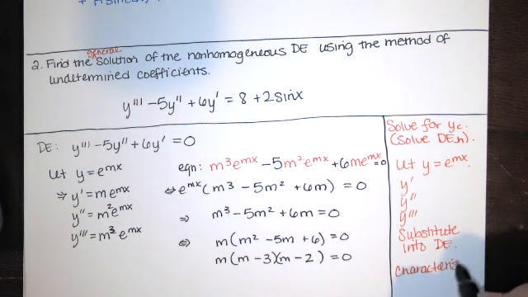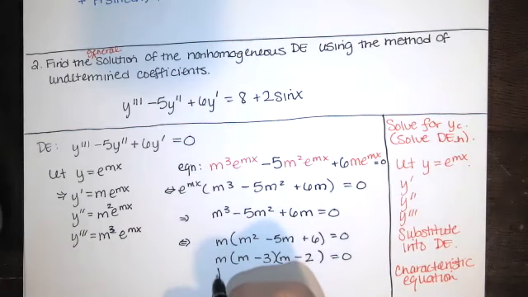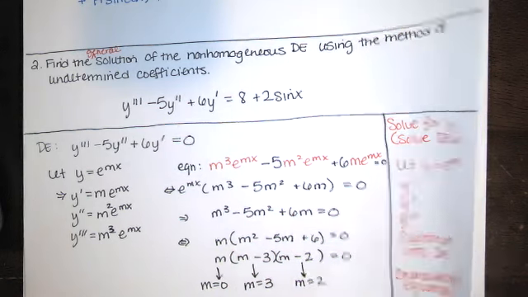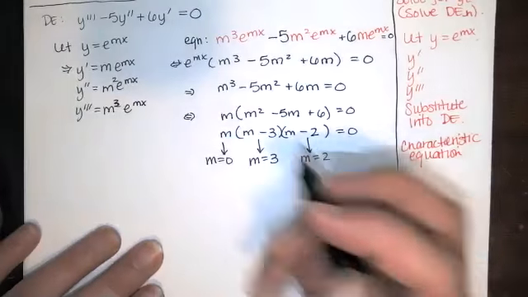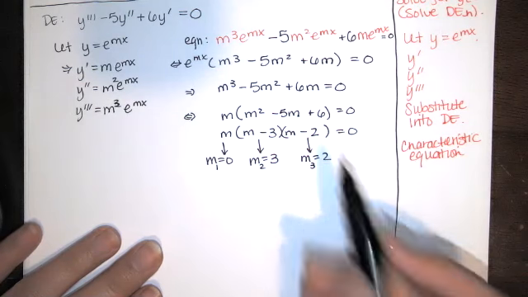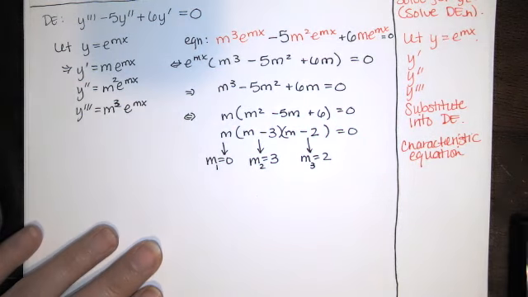And then we want to solve that characteristic equation for m. So we'll have this factor equals 0, which implies that m equals 0. Or this factor equals 0. When m minus 3 equals 0, that means that m is equal to 3. When m minus 2 is 0, that means m is equal to 2. So it turns out we have distinct real roots this time. m1, m2, and m3 are 0, 3, and 2 respectively.